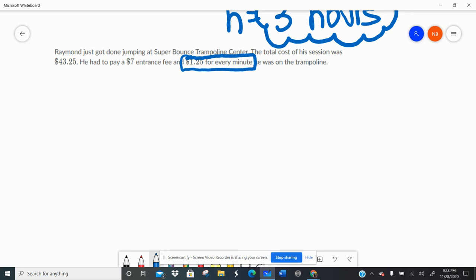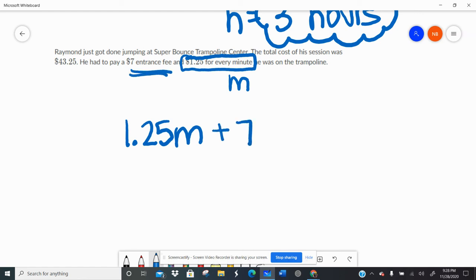So if it's $1.25 for every minute, my variable is how many minutes did Raymond jump, right? So we need to figure out m, the number of minutes. Well, remember, that 1.25 is our coefficient, that's the number we're multiplying by the variable, $1.25 per minute. Plus that $7 entry fee, right? The charge of the entrance fee means he spent $43.25. So it equals $43.25. And then I just do one thing at a time, one line at a time.